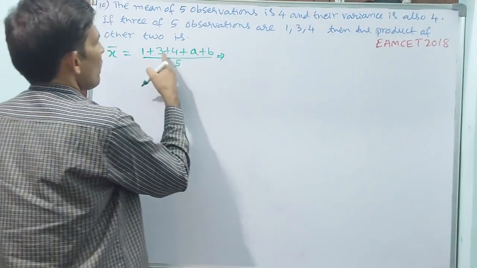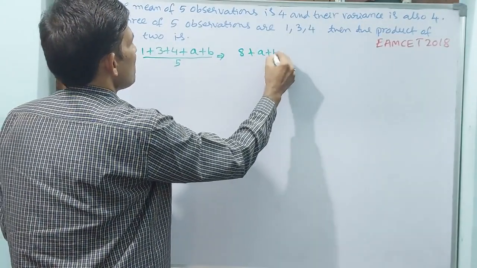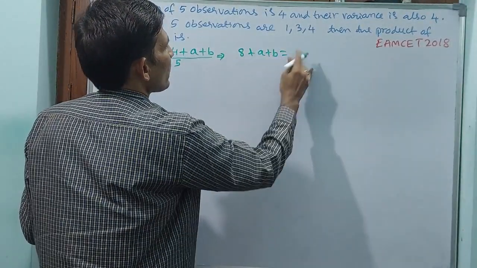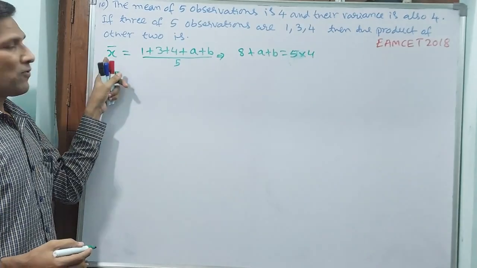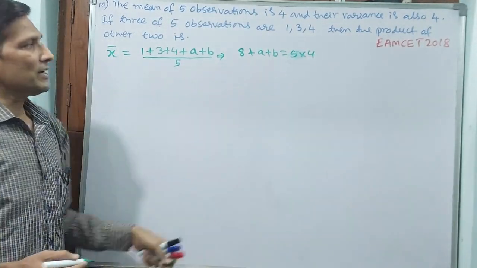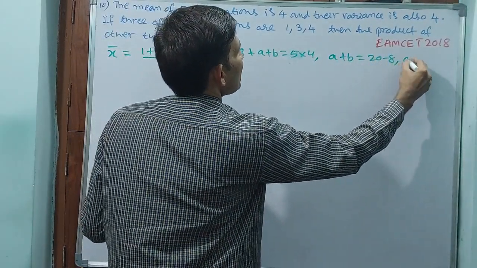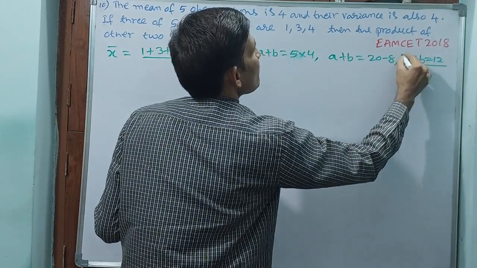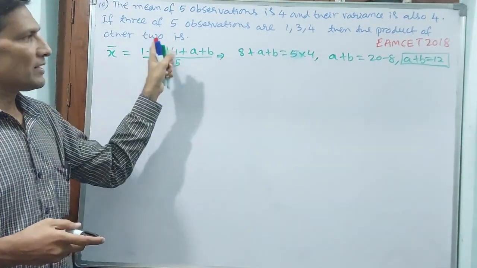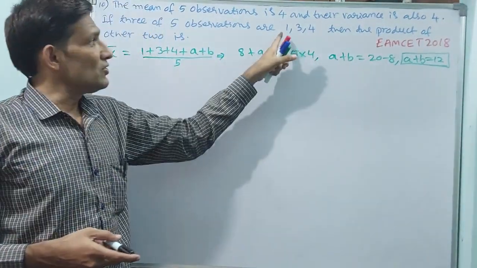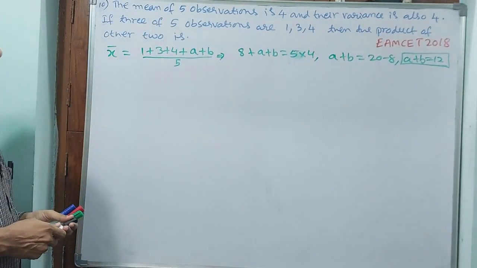Okay. That means 4 plus 3 is 7, 8. 8 plus a plus b is equal to 20, that is 5 into 4. Why? The mean they have given is 4, so 5 into 4. Then a plus b is equal to 20 minus 8, or else a plus b is equal to 12. This you put in a box. We have got a plus b. They are asking a into b, the product of the other two. These are the 3, these are the other two. ab they are asking, ab means a into b. Okay? This is one thing.